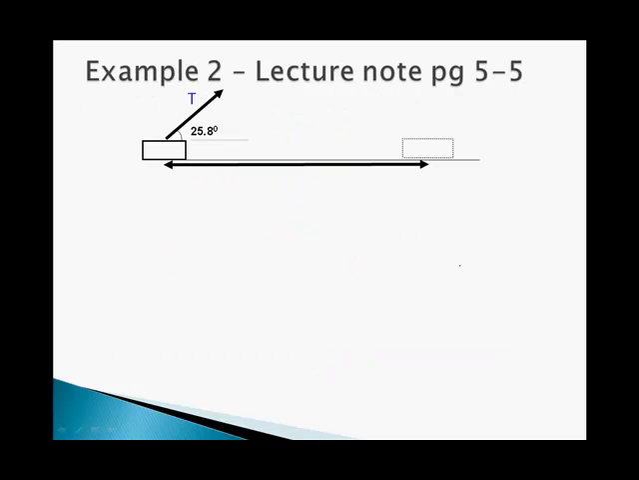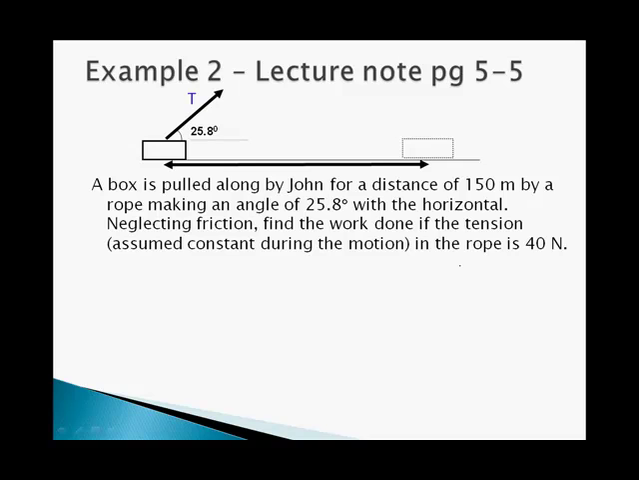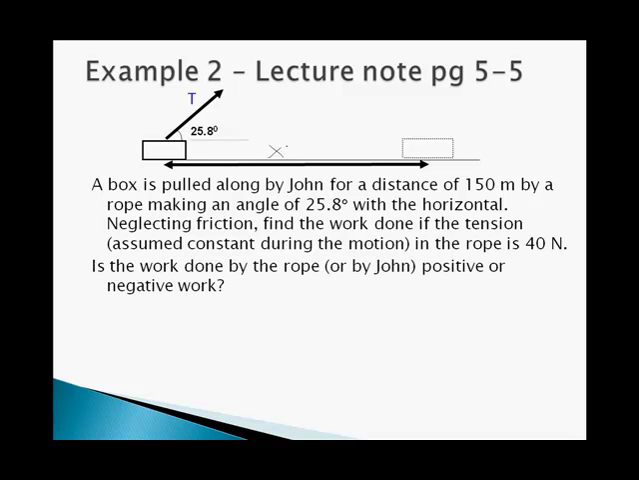So now let's look at example 2 from your lecture note on page 5-5. In this example, we have a box being pulled along by John for a distance of 150 meters by a rope making an angle of 25.8 degrees with the horizontal. So by neglecting friction, find the work done if the tension in the rope is 40 Newton. And in this case, we assume that the tension is constant during the whole motion. And in this case, is the work done by the rope positive or negative work?